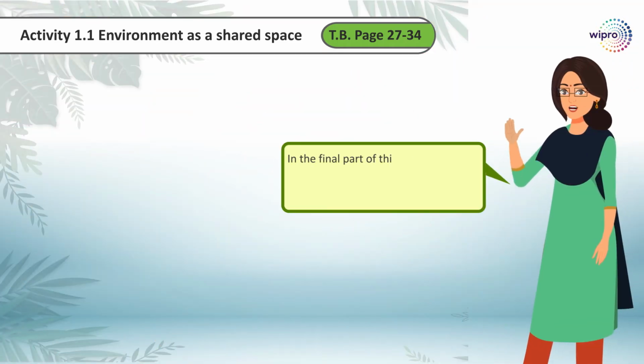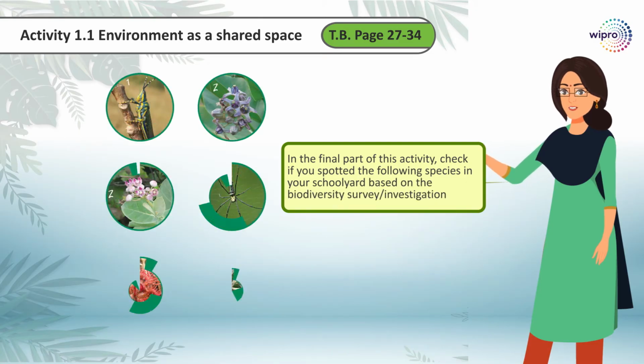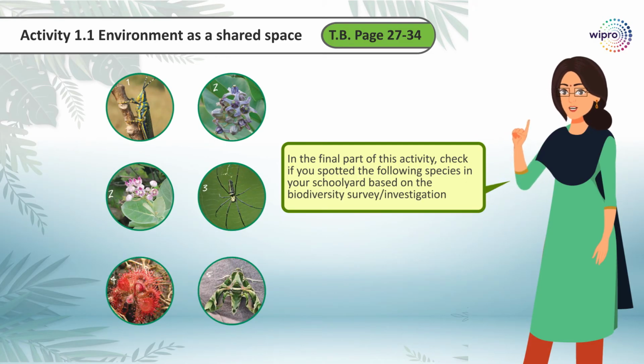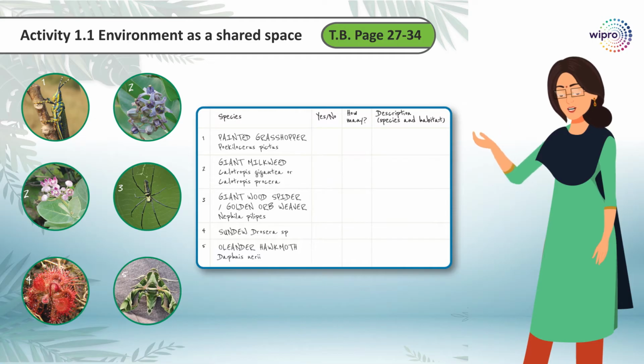In the final part of this activity, check if you spotted the following species in your schoolyard based on the biodiversity survey and investigation. Refer to the chart mentioned in the booklet, mention the name of species, how many of them did you come across, and the description of the species and habitat.